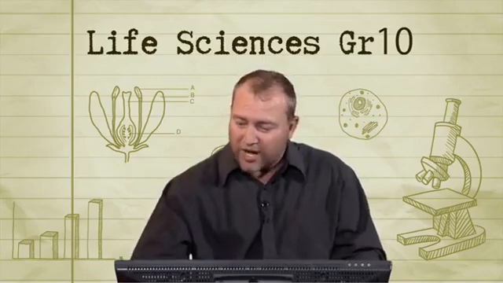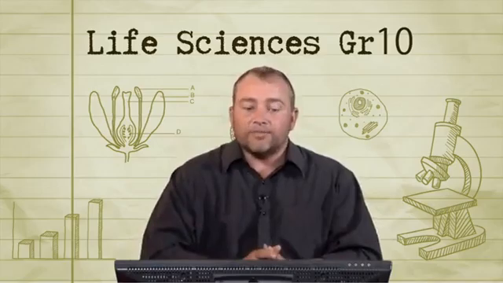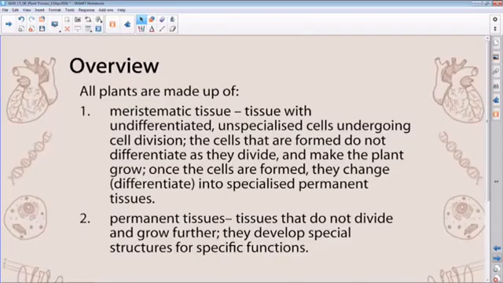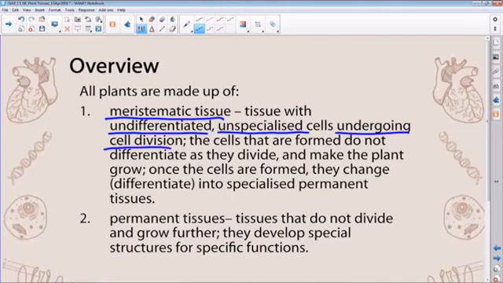First thing that I want you to have a look at is the overview, what we're going to have a look at. Okay, first thing, all plants are made up of the following things. First thing, it's made up of meristematic tissue, right? And this tissue is very, very cool, okay? This tissue is the beginning part of all of it, okay? It's undifferentiated, unspecialized, so it's undifferentiated, unspecialized cells undergoing cellular division. And can you remember what that is? That's mitosis.